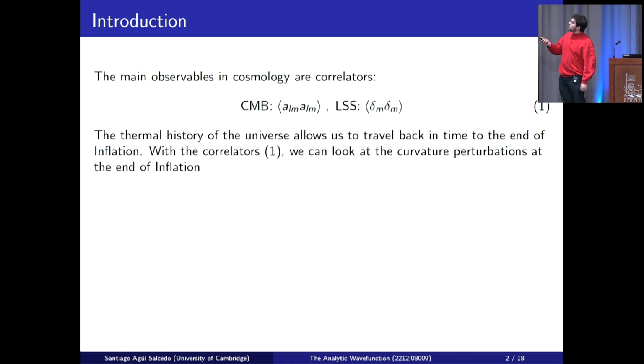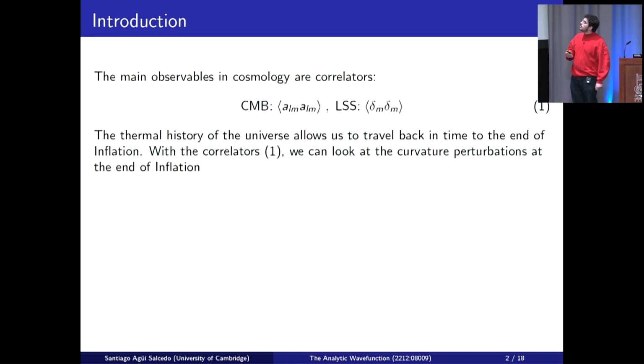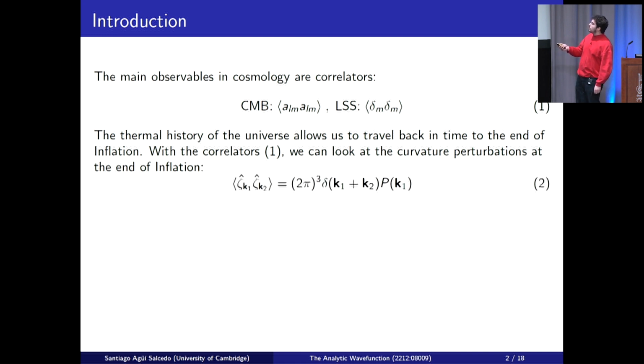We can measure this very well with satellites like Planck, and we know the thermal history of the universe very well. We know when matter was important, when dark energy kicked in, when radiation was important, so we can turn back in time and take these correlators and study some initial form of those that we're going to call curvature perturbations that are seeded at the end of inflation.